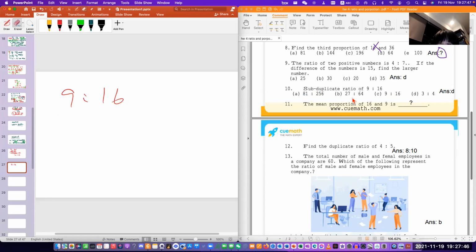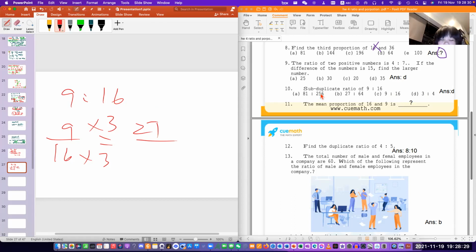When I look at sub-duplicate, I'm guessing they are asking you, so that means 9 to 16 is equal to what? So let's say you put 81, so you times 9, 6 times 9 is 54, so 144. So A is also not correct. So I'm going to test for the 27 over 64. If I put 27 here, you times 3, it should be 48, not the same. So I can only choose C, 9 to 16, which is the same answer.